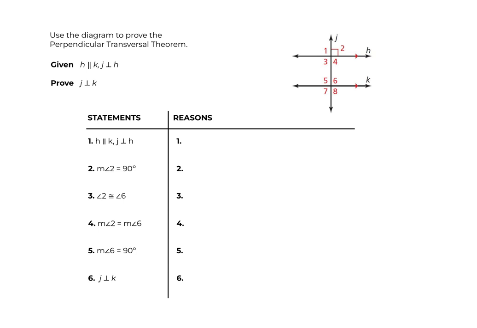Okay, first step, H is parallel to K, J is perpendicular to H. That is our given information. Okay, as of right now, if we ever miss step 1 on a proof, that means you're just not paying attention, right? Every time that we've seen a proof, it's always been given. That may not always be the case, but for right now, that's all that we've seen. Okay, step 2.